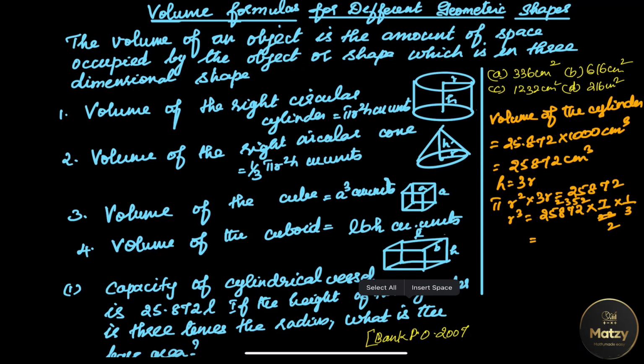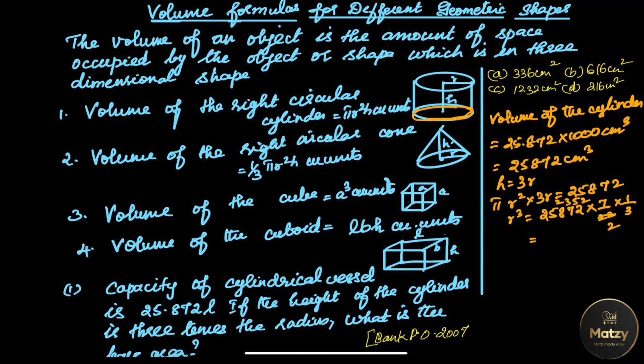For the volume of the right circular cylinder, we have the formula pi r square h. Pi r square is the base area, because the base is the shape of a circle. So, area of the circle is pi r square. The height of that cylinder is h. So, pi r square into h gives the volume of the right circular cylinder.